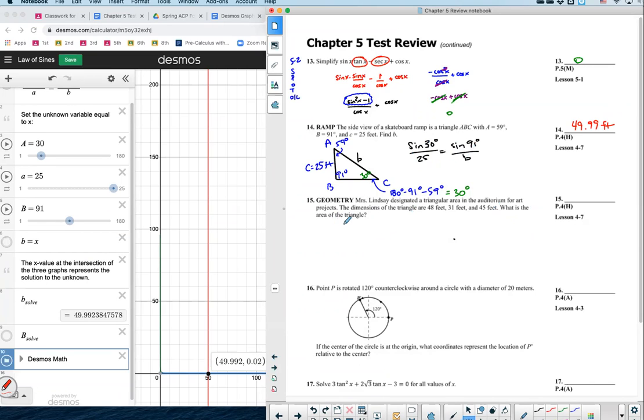Number 15, geometry. It says, Miss Lindsay designated a triangular area in the auditorium for art projects. The dimensions of the triangle are these three dimensions here. What is the area of the triangle? Okay, we had a formula for this as well. It's called Heron's formula. I believe this was lesson 4.7.